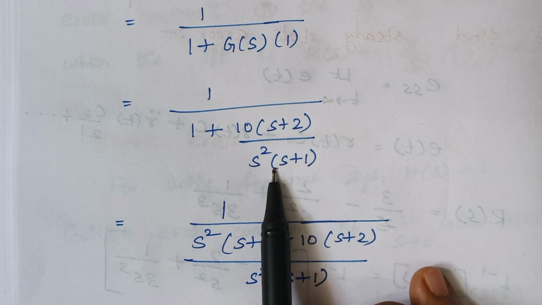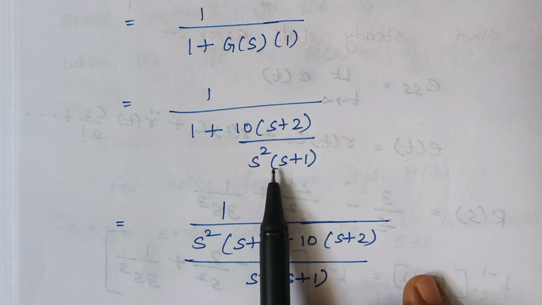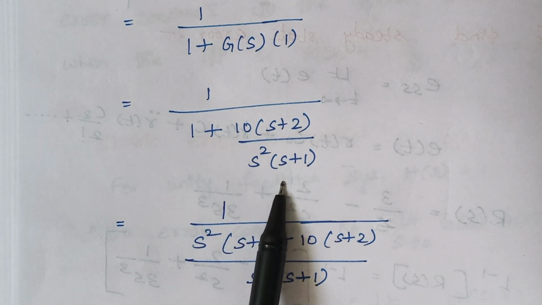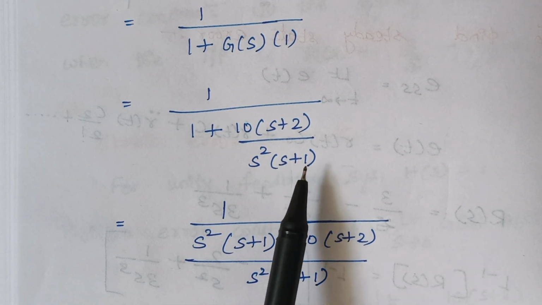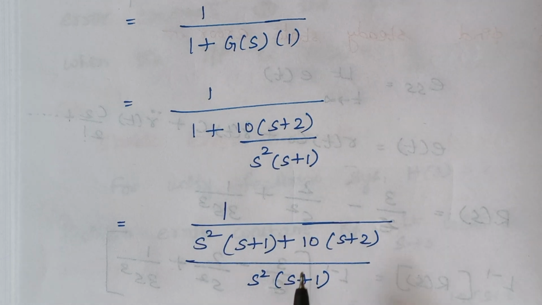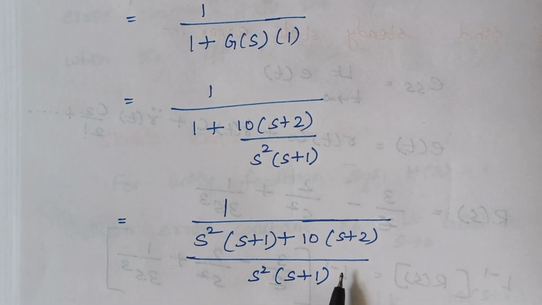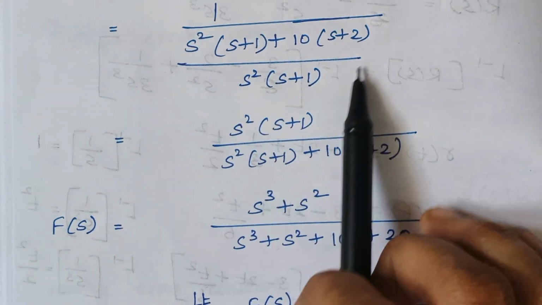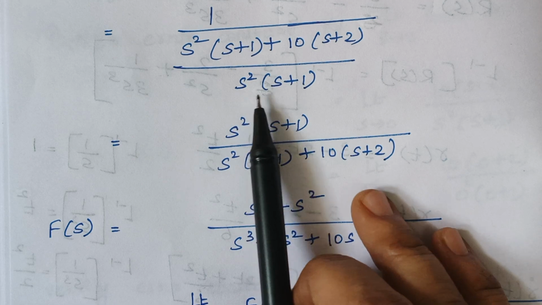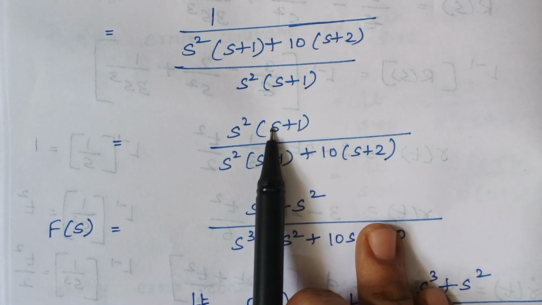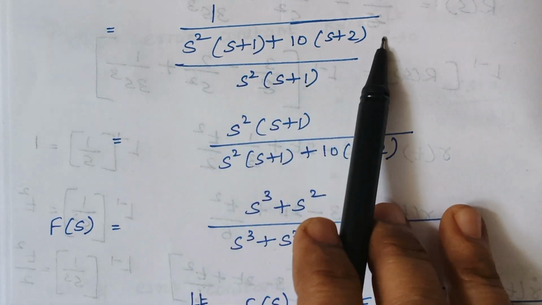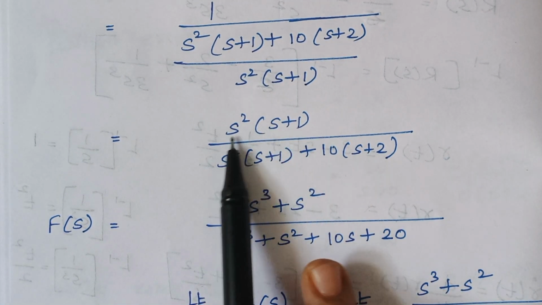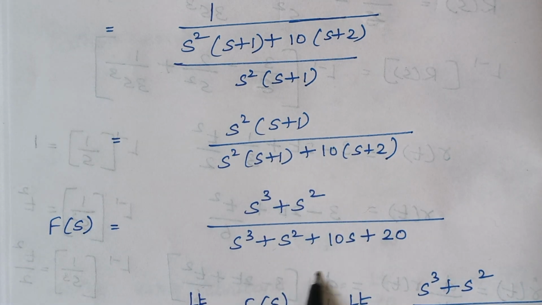Once you substitute the value, our next step is we have to take the LCM. So when you take LCM, this 1 gets multiplied with s square into s plus 1. So the equation becomes like this, right? Now we are rearranging this expression. So this s square into s plus 1 occupies the numerator part, and these terms remain in the denominator. So finally, when you multiply the terms, we are getting an equation like this.